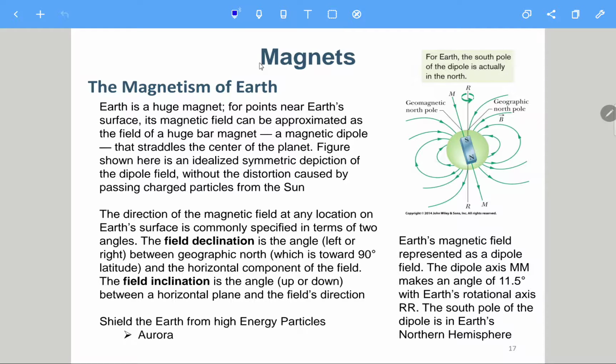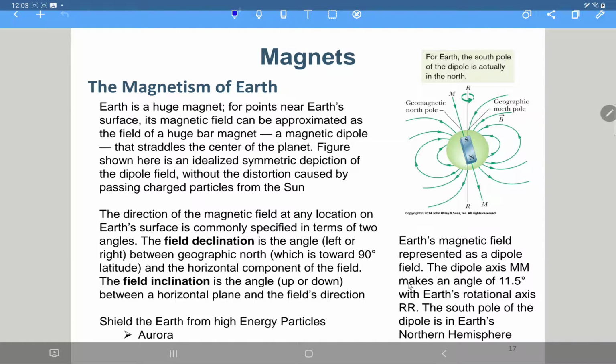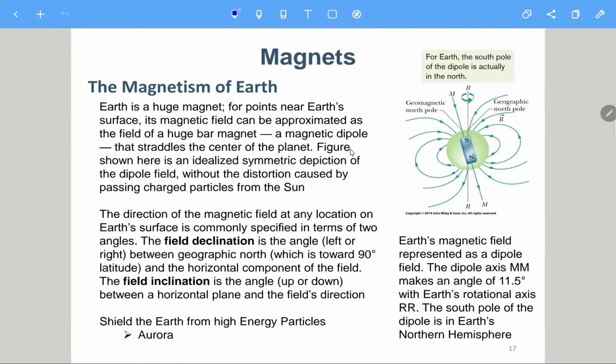As you know, we can use the compass to check the direction. Before we had GPS, we would use the compass to check which direction is north or south. Earth is a huge magnet. For points near Earth's surface, its magnetic field can be approximated as the field of a huge bar magnet, a magnetic dipole at the center of the planet.